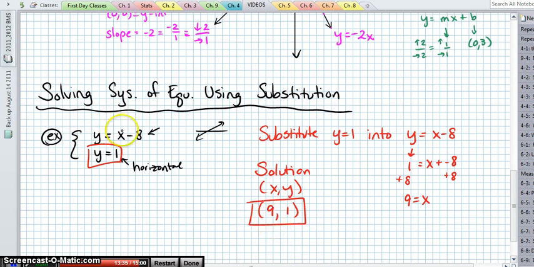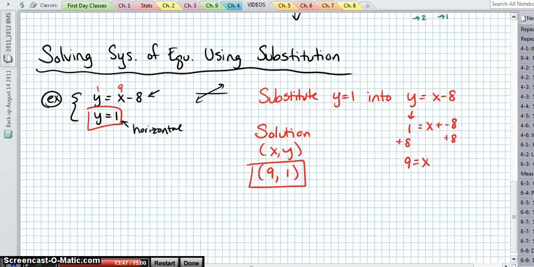If I put in 9 up here, 9 minus 8 is 1, and with the second equation, it doesn't matter what your x value is, y is always going to equal 1. So this is where they intersect. We can take a look at another type of example.